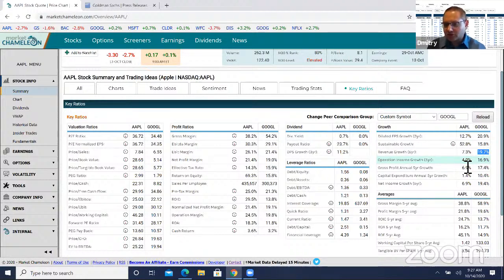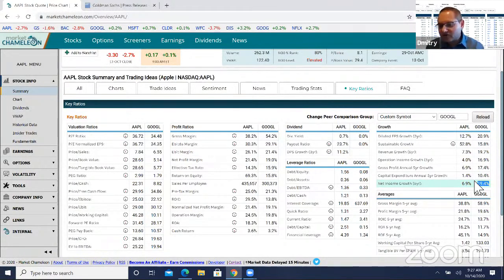Operation income growth, 5-year, 4% in Apple, 16.9% in Google. Gross profit annual growth, 5-year average, 6.9 versus 17.4. Google beats on the growth. Capital expenditure, Google much higher on that. Net income growth, 6.9% in Apple, Google 19.4%. So at least from the historical growth rate, Google's looking like it's beating on those fronts.